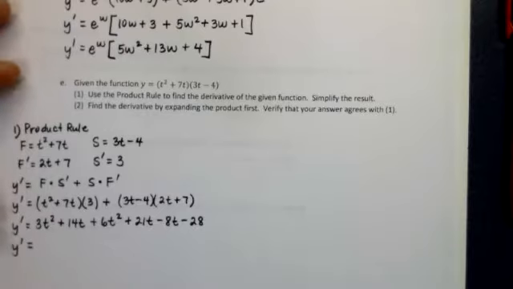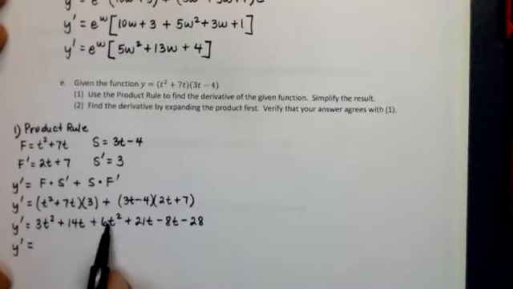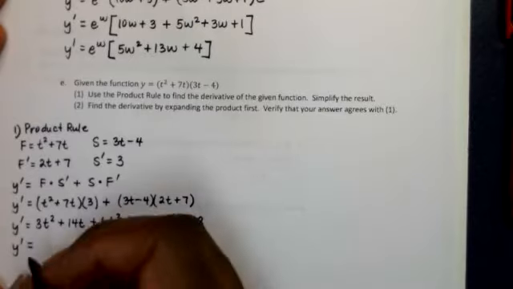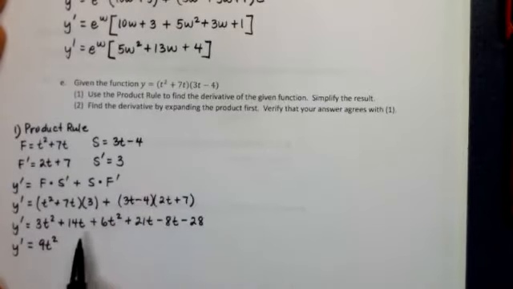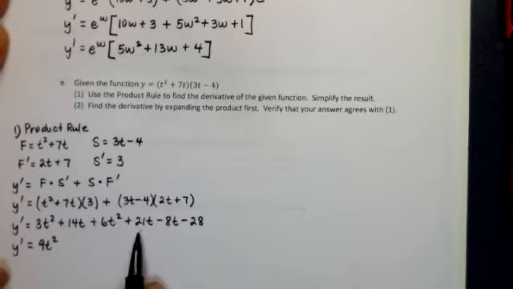Combine some like terms here. 3t squared plus 6t squared, that would be 9t squared. Then I got 14t, 21t minus 8t. 14t plus 21t would be 35t. 35t minus 8t.